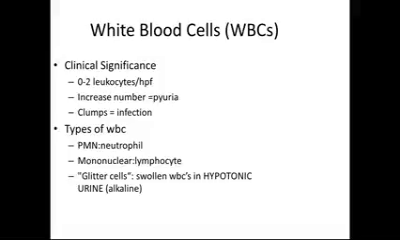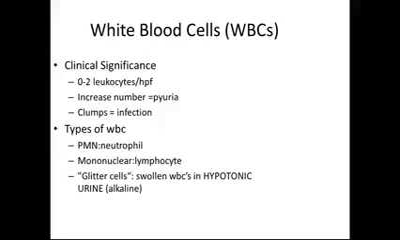White blood cells, or WBCs we also call them, clinical significance is 0 to 2 leukocytes per high power field, meaning 40x. An increased number, we call this pyuria. And if there are clumps of white blood cells, this is an indication of infection. There are different types of white blood cells. There are polymorphic neutrophils, and then there's mononuclear white blood cells, which we often call lymphocytes.